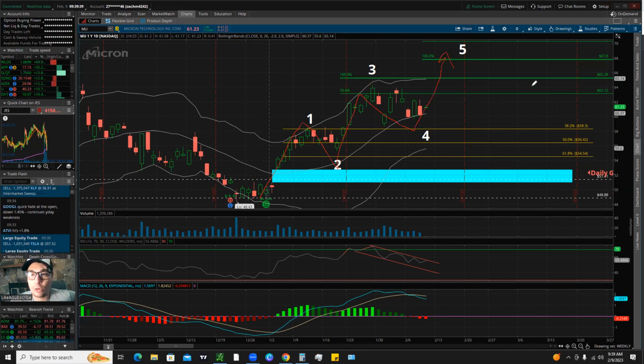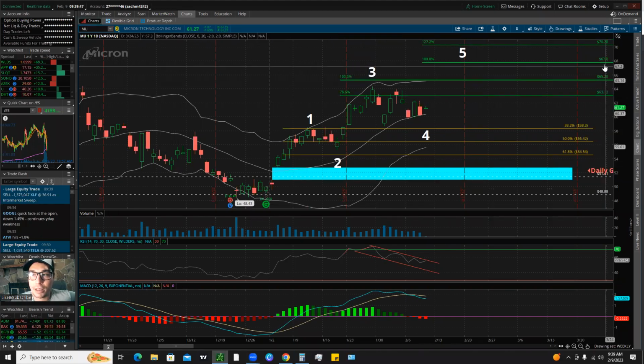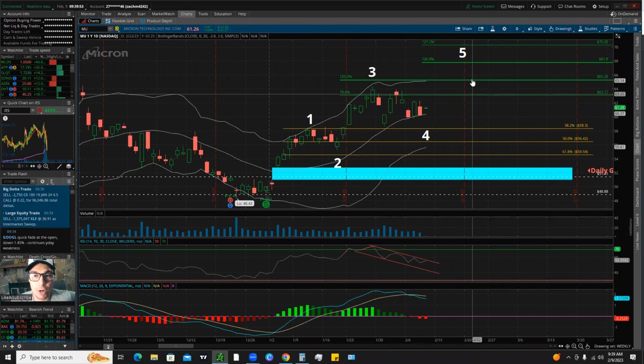All right, now our overhead bullish price targets, and these are also known as resistance levels, okay, are going to be 63.12, 65.28, 67.8, and 70.28. All right, so those are going to be all of our bullish price targets to the upside, aka resistance.